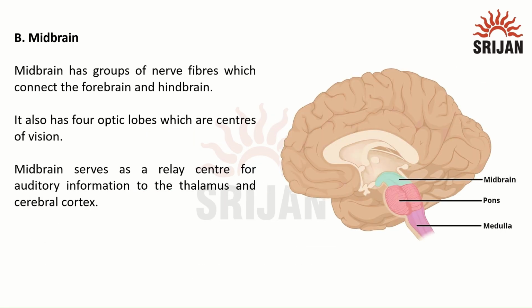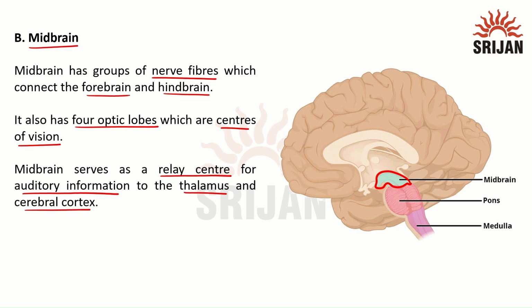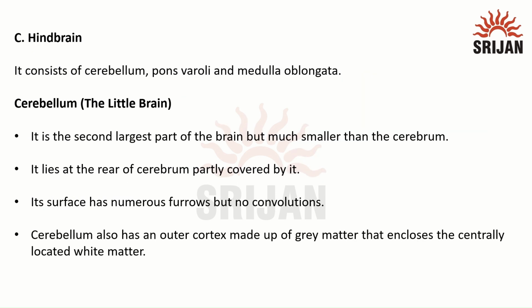Now coming to the second part, that is the midbrain. The midbrain is a very small part, as you can see in the picture. It has groups of nerve fibers which connect the forebrain and hindbrain. It has four optic lobes which are the center of vision. It also serves as a relay center for auditory information to the thalamus and cerebral cortex. The third part is the hindbrain. It has three parts, that is cerebellum, pons varolii and medulla oblongata.